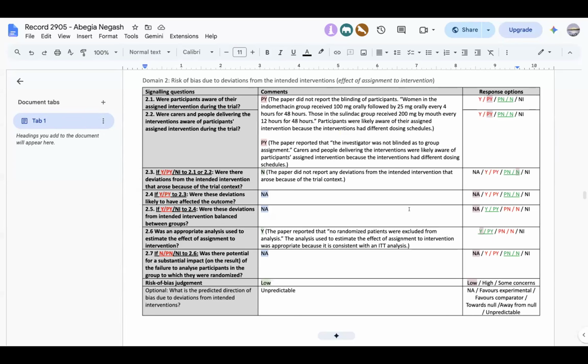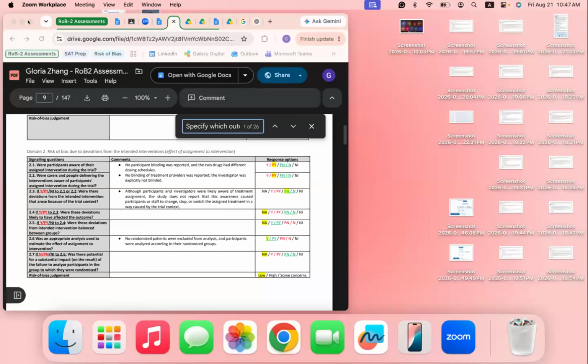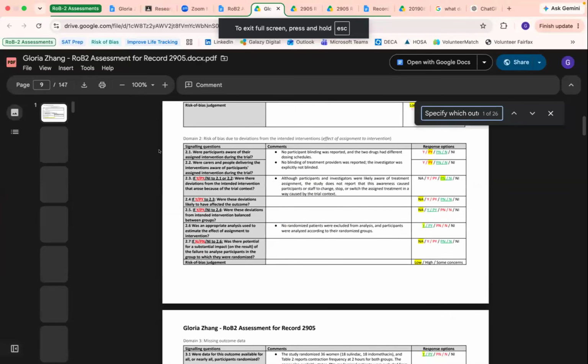For 2.6, it's Gloria's turn, because oh, 15 minutes is up. Okay. How do I make her the host? I sent you a request to share screen. I don't know if you got it. Okay, let me try. Okay, I think it works. Can you guys see my screen? Yes, we can see your screen.